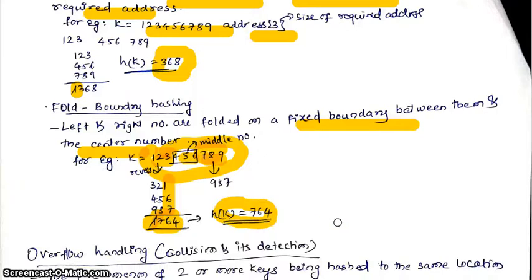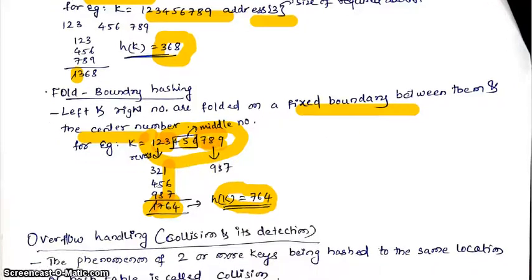This is how we can create the hash key for the given items using the hash functions. I hope you all understood. Thank you.